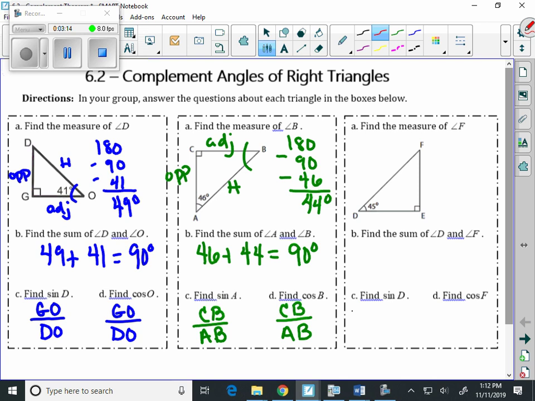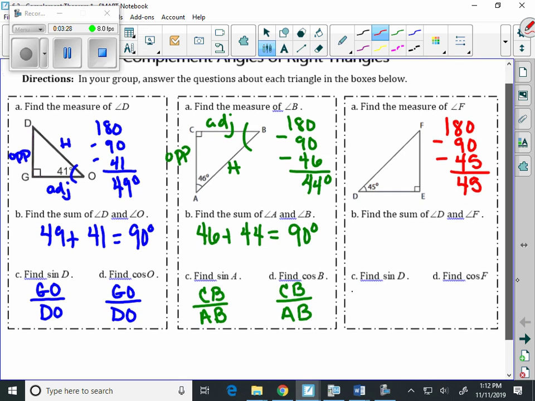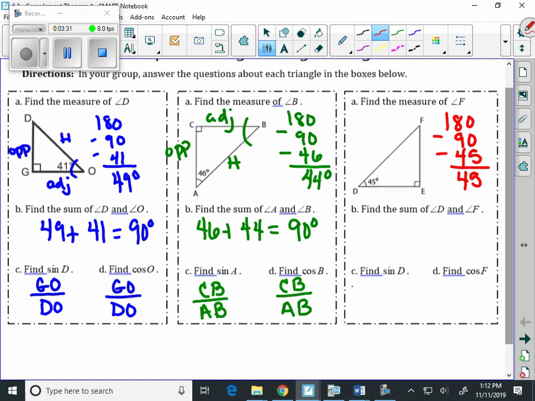Probably getting the hang of things here if you're looking at this after the fact. Finding the measure of angle F, well, 180 minus 90 minus 45 gives us 45 degrees. And then if we want to find the sum of angle D and angle F, well, 45 plus 45 equals 90 degrees.